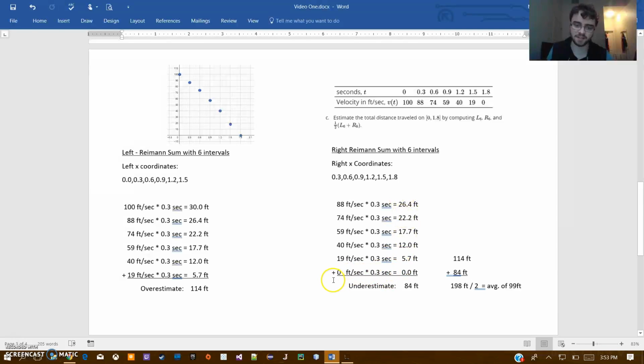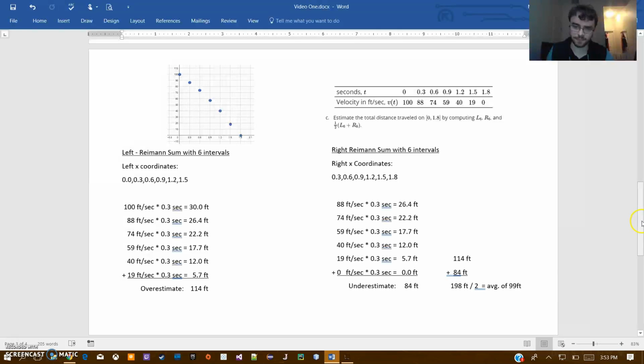The last rectangle is going to be 0 feet per second because the Riemann sum for that specific interval from 1.5 to 1.8 is just going to be 0. And that totals up to be 84 feet, which is an underestimate. Then when you average the two of them together, you get 99 feet, which is pretty accurate to what we estimated above.